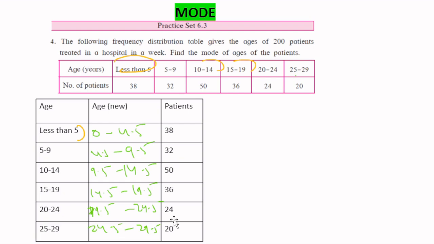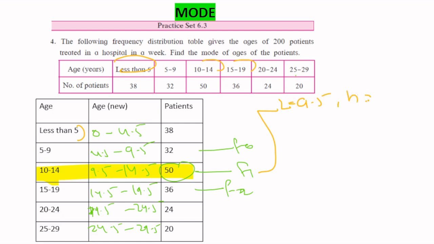Perfect. Now once you've done this, the rest of the things are nothing. So 50 is your highest frequency. So see F1, F0, F2. So this is your modal class. The lower limit of this modal class, you can write how much? 9.5, and h, upper limit minus lower limit, so h is equal to 5. Now substitute in the formula. Which formula? Mode is equal to L plus F1 minus F0 over 2 F1 minus F0 minus F2, into h.